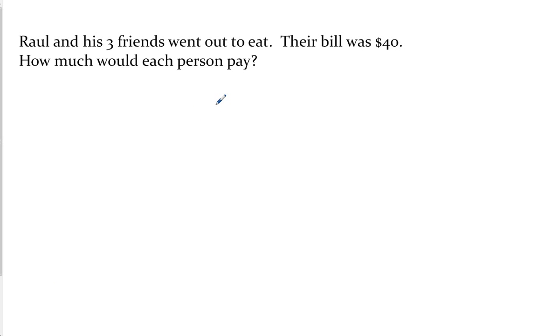So again, we looked at this one. Raul and three friends went out to eat. So I say to them, how many people went out to eat? They would tell me 4. So they're getting very good at picking up on that, being mathematically precise. And their bill was $40. How much would each person pay? For this problem, again, I tell them, go ahead and solve it. They tell me, well, I have to do 40 divided by 4. And we know each person had to pay $10.